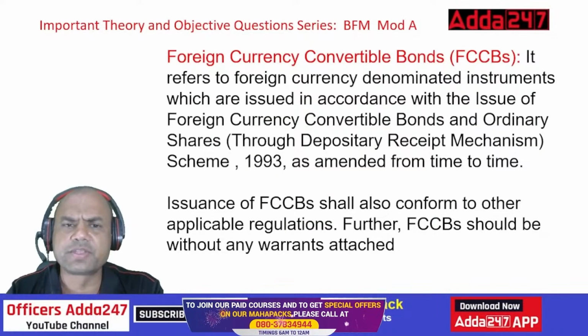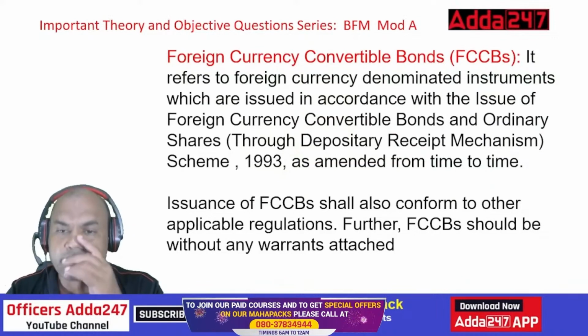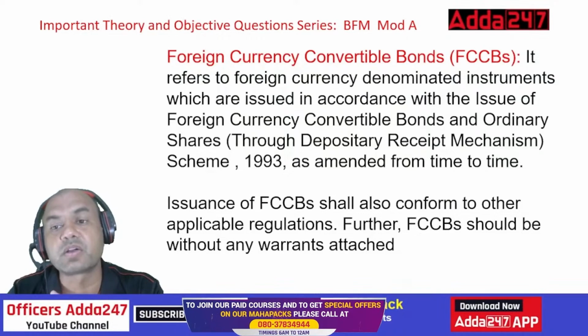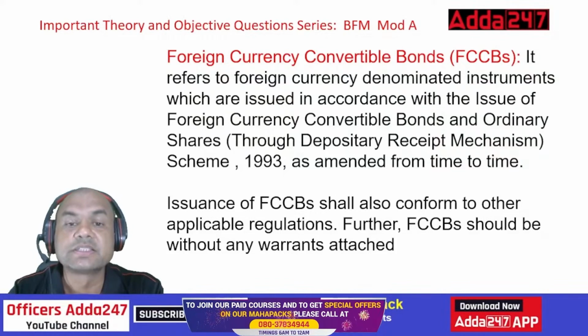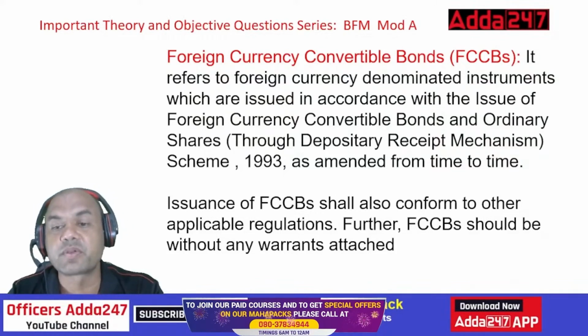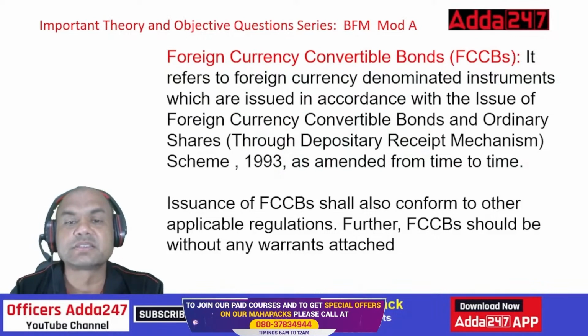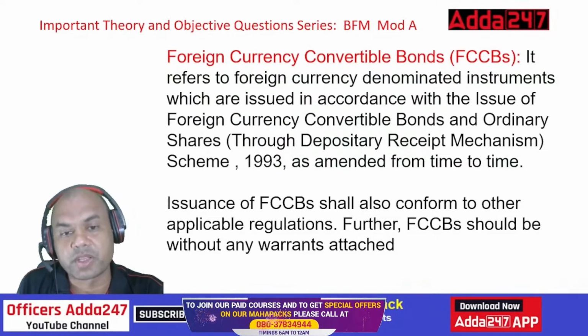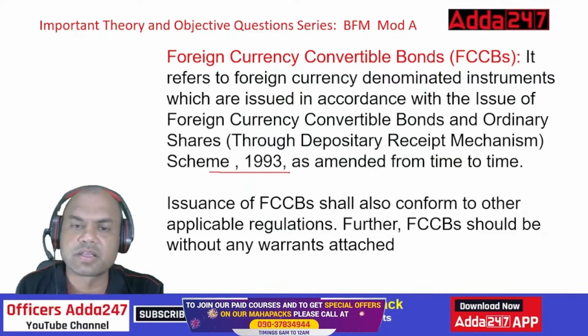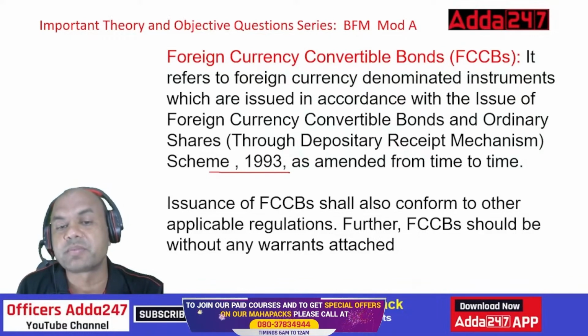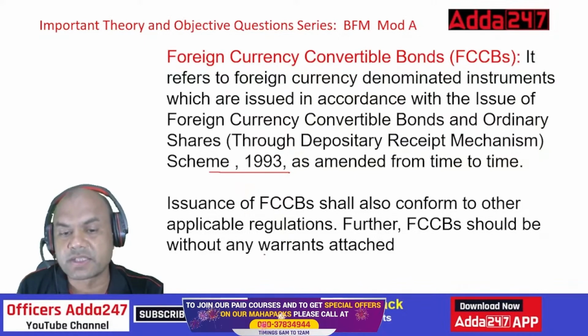Next, same FCCB continued. It refers to the foreign currency denominated instrument which are issued in accordance with the Issue of Foreign Currency Convertible Bonds and Ordinary Shares Scheme 1993, as amended from time to time. This is the scheme which the government had brought in in 1993, amended from time to time. So it is issued in accordance with this FCCB and Ordinary Shares Scheme. Issuance of FCCB shall also conform to other applicable regulations. Further, FCCB should be without any warrants attached.